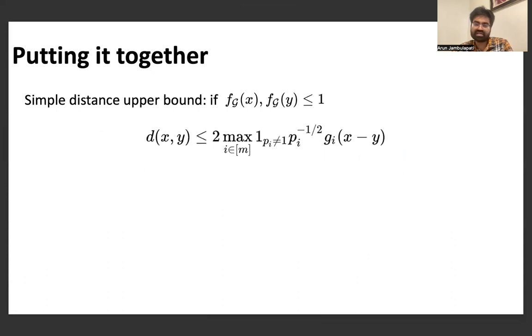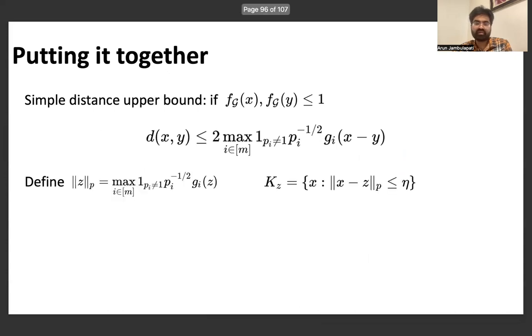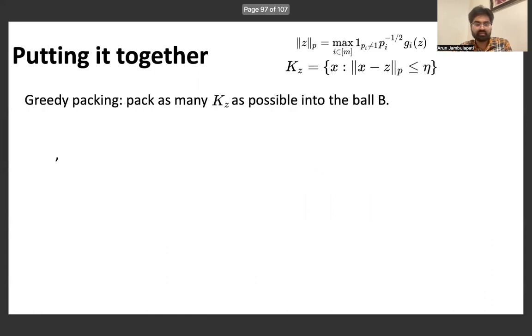Okay, so how do we control these quantities? We're going to give first a very simple distance upper bound. If you have 2 points x and y which have unit energy, we can bound the chaining distance between x and y by the following. And given this distance, we can now define a norm associated with this upper bound, the norm sub p, and the set k sub z to be the set of all points which have p norm at most eta from a center point z.